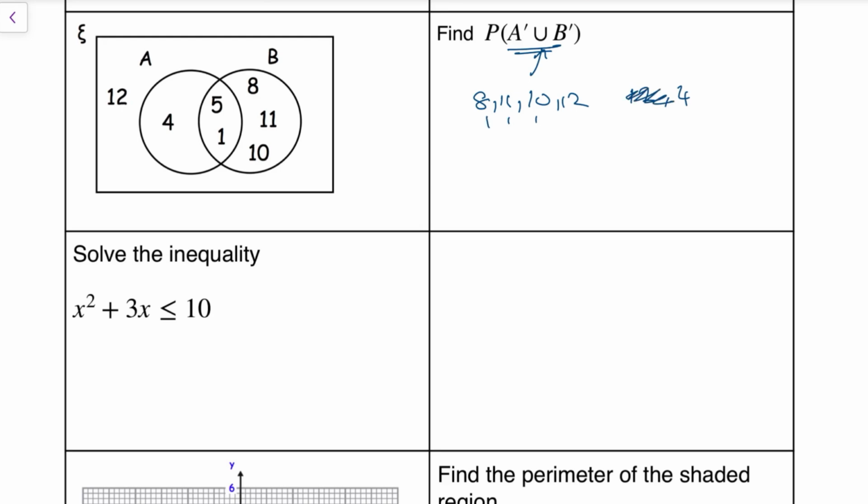So there are 1, 2, 3, 4, 5 separate numbers that are not in A or B. There are 1, 2, 3, 4, 5, 6, 7 numbers overall, so therefore the answer to my question is going to be 5 over 7. Difficult question. A lot of people struggle with the set notation stuff.